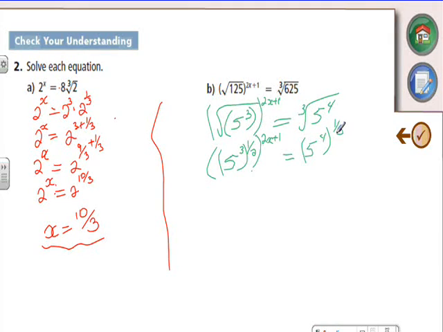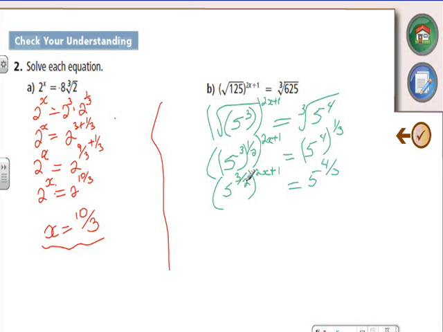And now let's multiply. Start on the inside, work your way out. Doesn't matter, start on the outside, work your way in. Doesn't really matter which way you go. I'm going to work inside out. So I've got 5 to the 3 over 2 to the 2x plus 1. And on this side, multiplying 5 to the 4/3.